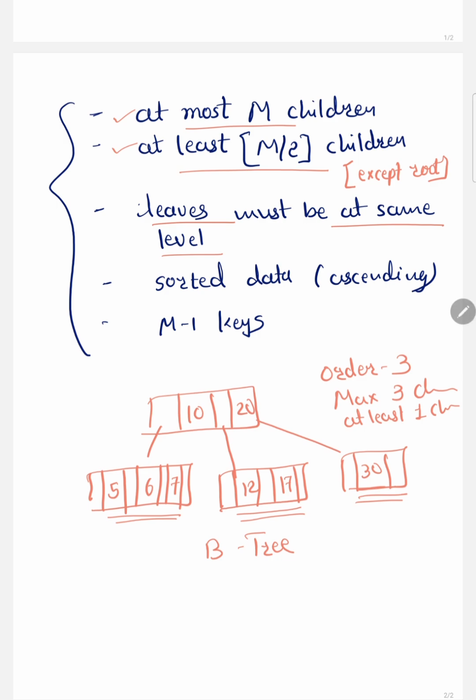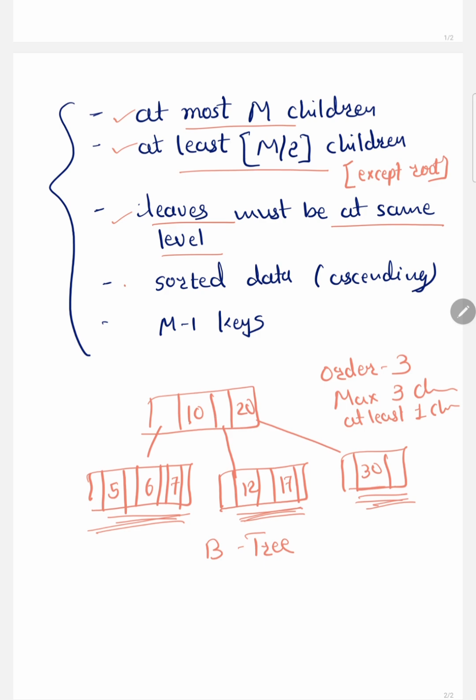Then leaves must be at the same level. You can see that these are the leaf nodes, and leaves are at the same level only, so this is also satisfied. Then the sorted data, you can see 5 6 7 10. So this subtree has values lesser than 20. This subtree has values between 10 and 20, so 12 and 17 are between 10 and 20, and this one is greater than 20.